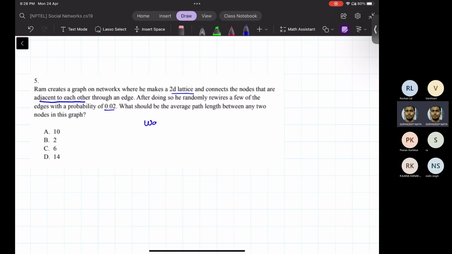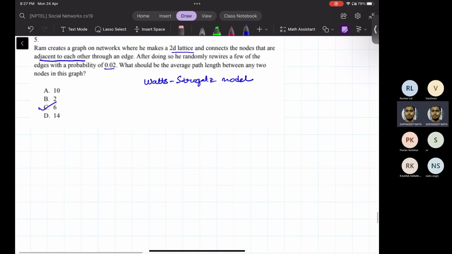So this type of experiment falls under Watts-Strogatz model, and in most cases, the average path length would always appear to be 6, irrespective of what this probability 0.02 is. So the right answer is option C.